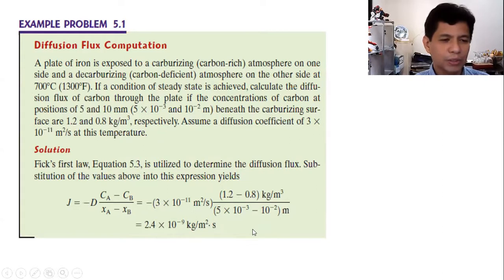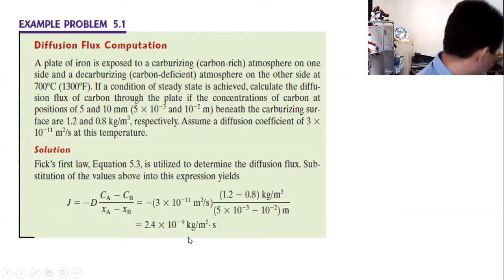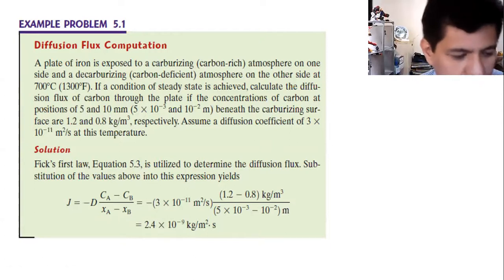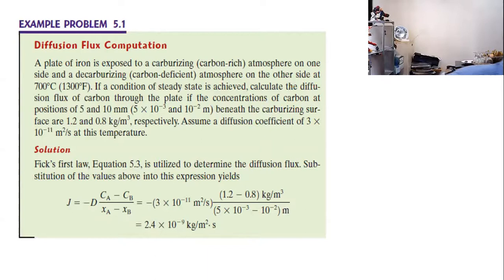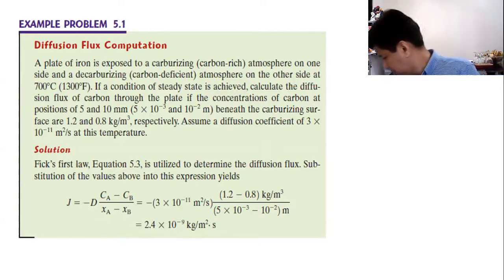So, tingnan nyo yung units, no? Magka-cancel out yung meters. Itong meter squared at saka yung meter cube, so isang meter na lang yung matitira. Tapos may meter ka pa dito. So, this is meter squared. I hope you can. Tapos seconds. So that is kilogram per meter squared per second. Ito yung unit natin ng flux. So let me double check that value.